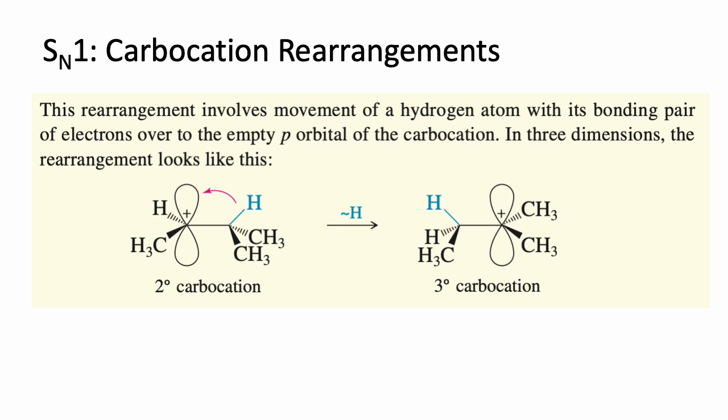It has a lobe open on the top. It has a lobe open on the bottom. So if there is a way that we can somehow change the position of that plus charge to an atom that's connected to more carbons, from a secondary to a tertiary carbon, then it will become more stable. In this case, the group on the right is connected to two methyl groups, and the carbon on the left is only connected to one methyl group. That's going to make this carbocation more stable when it's on the right side instead of on the left side.